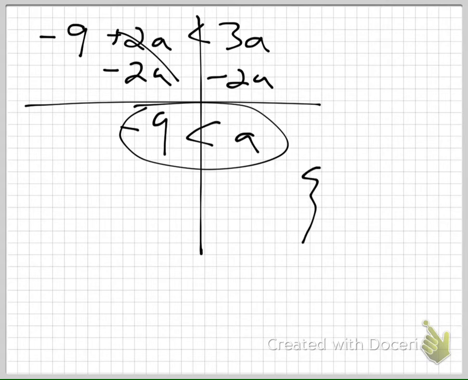You would say the solution set of A is, see how I did that? And then you'd go, A is greater than negative 9, and then finish the squiggly line. A lot of people forget to put the other end of the squiggly line. That bothers me. Put it in there. Okay?